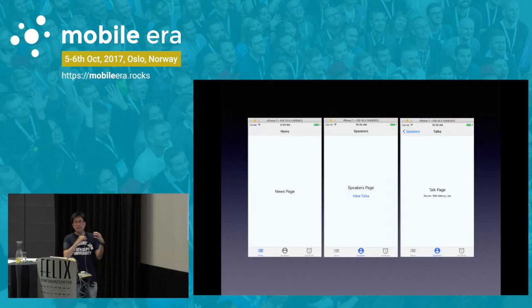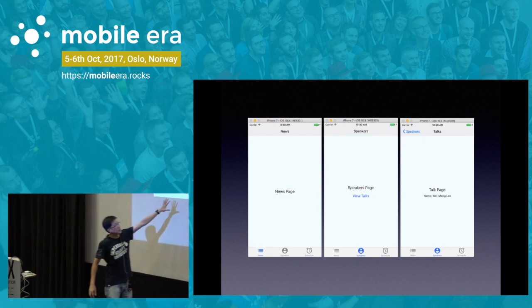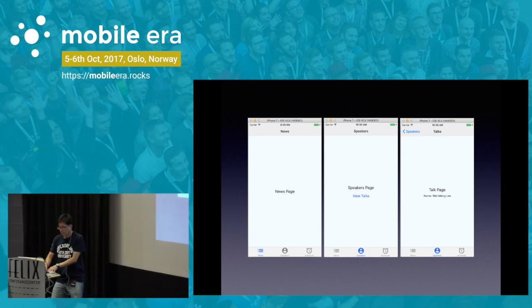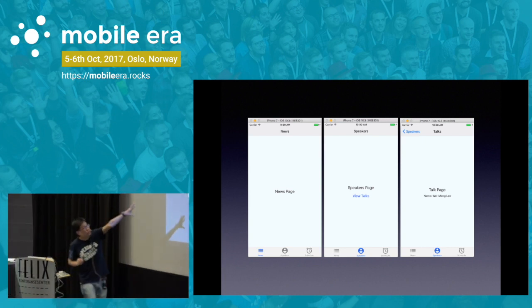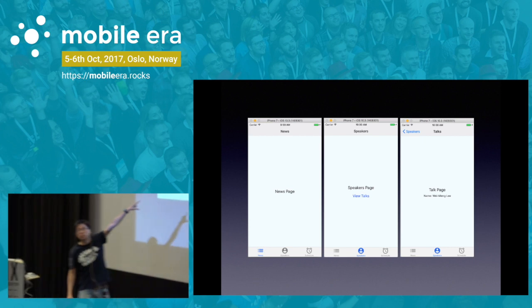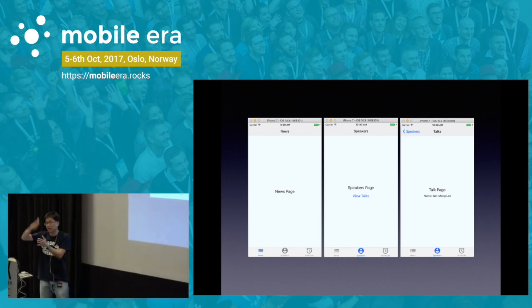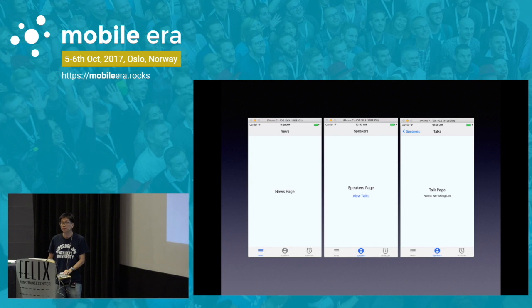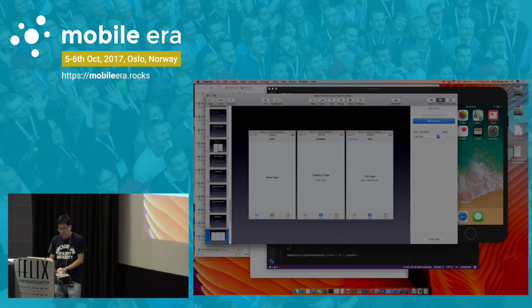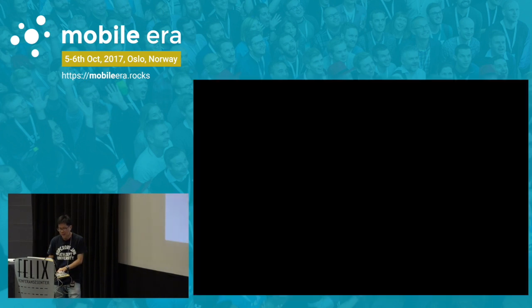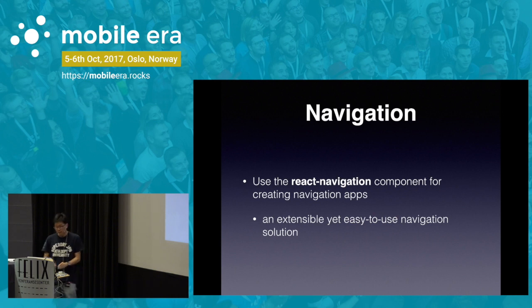If you build a tab and navigation application, you can actually combine them. So you have your tab items here, and then for the speakers page, I have a view talks button. I can click on that. I can navigate to another page. So this is your navigation application. If you want to do this, you can make use of the React Navigation component.